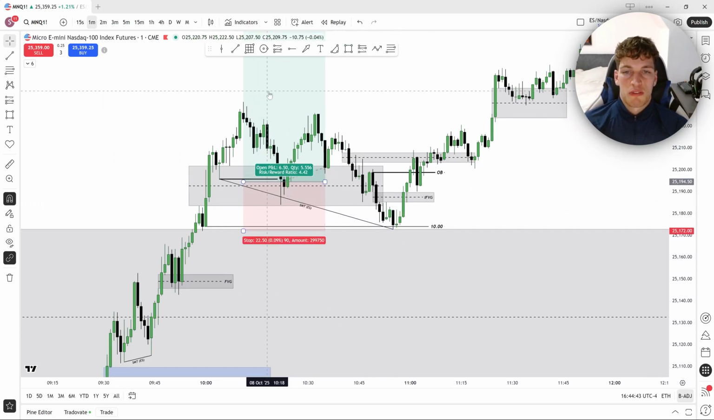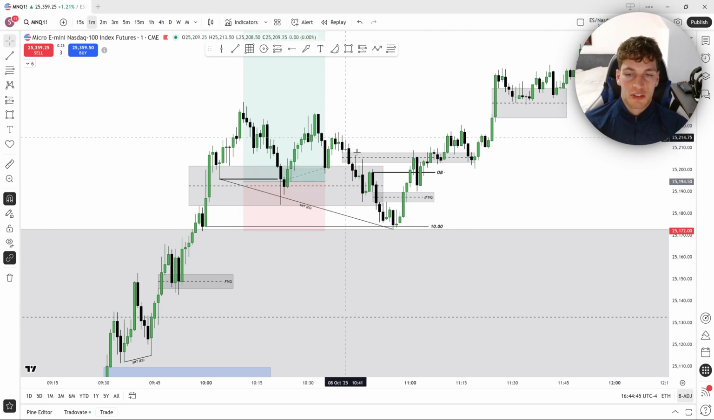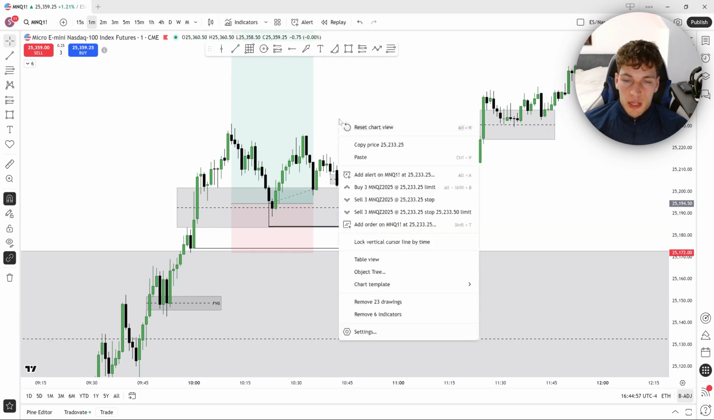However, because I didn't enter within a macro period, you can see the accumulation phase hadn't yet finished. So we did actually come lower, and this was actually the new liquidity point there. You can see where I entered.